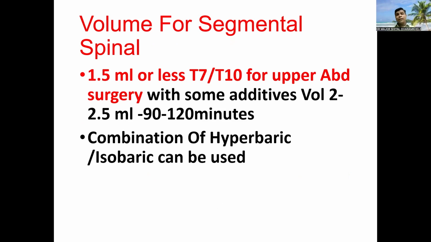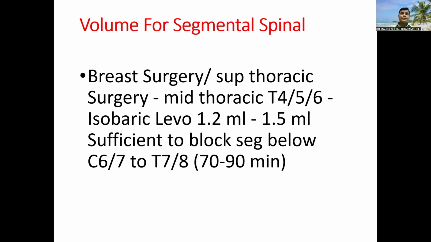Then you can use a combination of hyperbaric drug and isobaric drug. That should be used in different syringes. For breast surgery and superficial thoracic surgery, you can give the drug at the mid-thoracic level, like T4, T5 and T6. So isobaric levobupivacaine, 1.2 to 1.5 ml, is sufficient to block the segments below T6, C7 to T7 to T8. And the block will last for around 70 to 90 minutes.